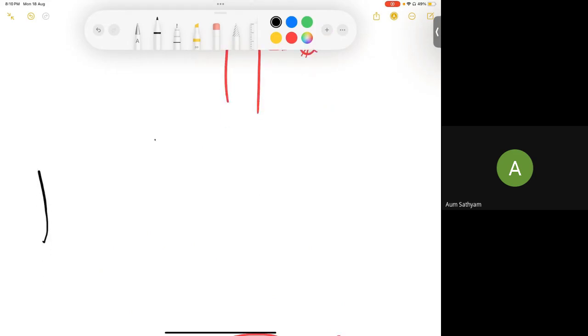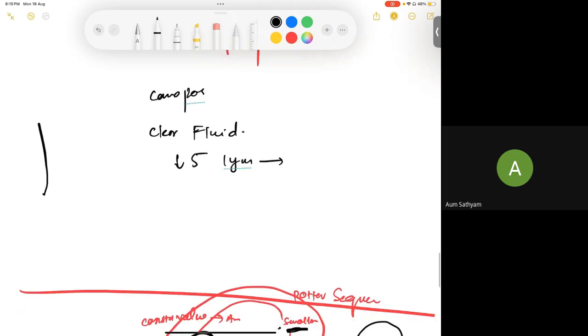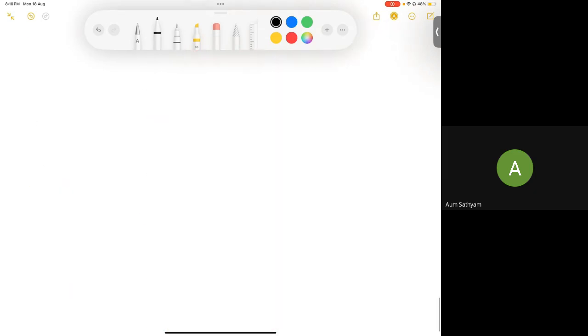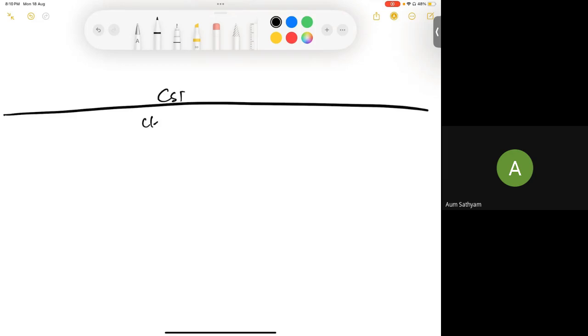So let's discuss the composition of CSF. Remember, CSF is a clear fluid. Normally it has less than 5 lymphocytes present within the CSF. Let me just write the lymphocyte concentration here. So CSF is basically a clear fluid.